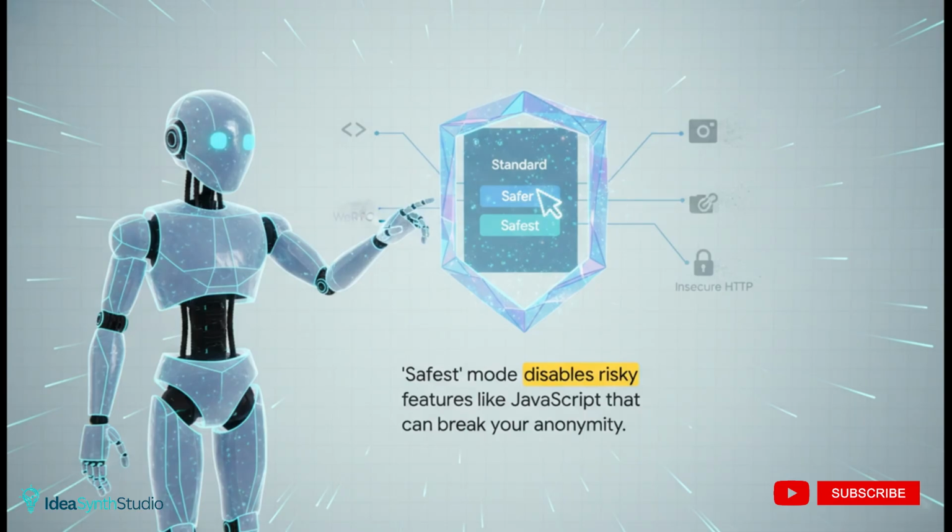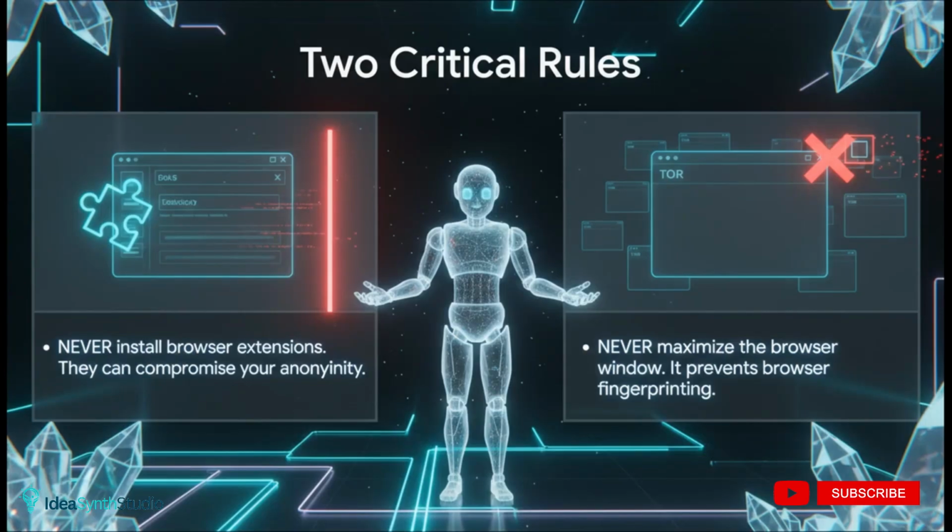Well, that safest setting turns off a bunch of web features, especially certain kinds of JavaScript, that can actually be used to trick the browser into revealing your real location. Yeah, it might make some websites look a little bit broken or weird, but that is a small price to pay for actual security. And here are two more super important rules.